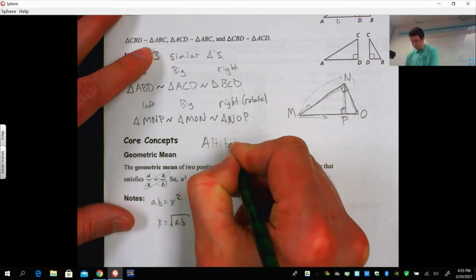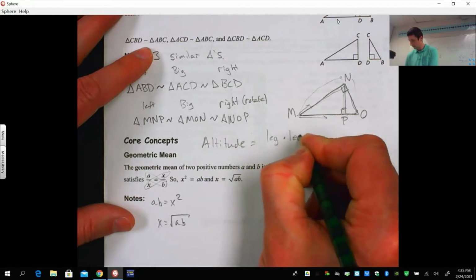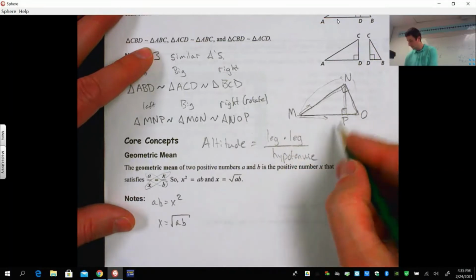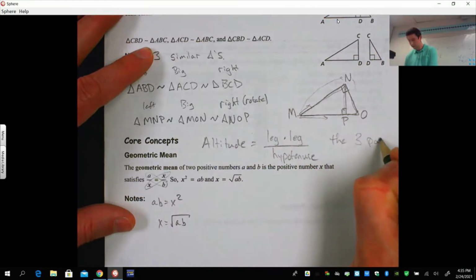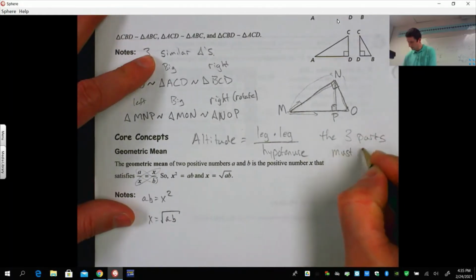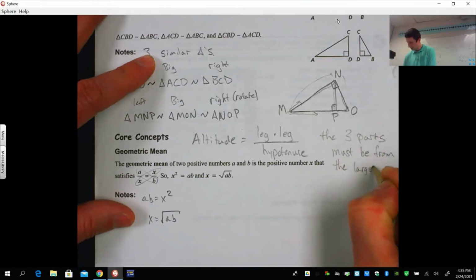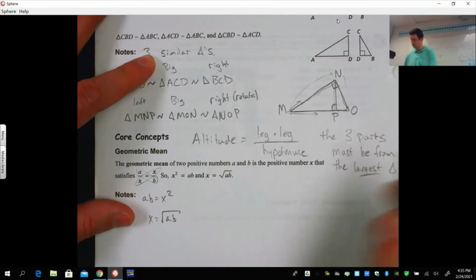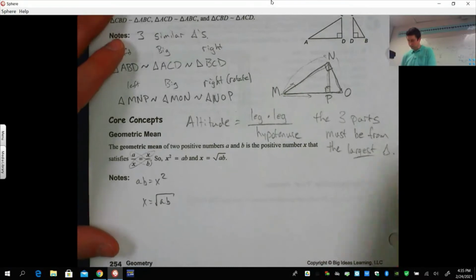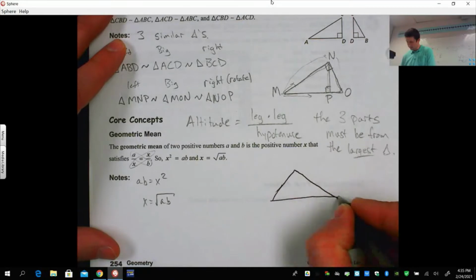So altitude equals leg times leg divided by the hypotenuse. The three parts must be from the largest triangle. Okay, that makes this pretty easy. Leg times leg divided by hypotenuse.